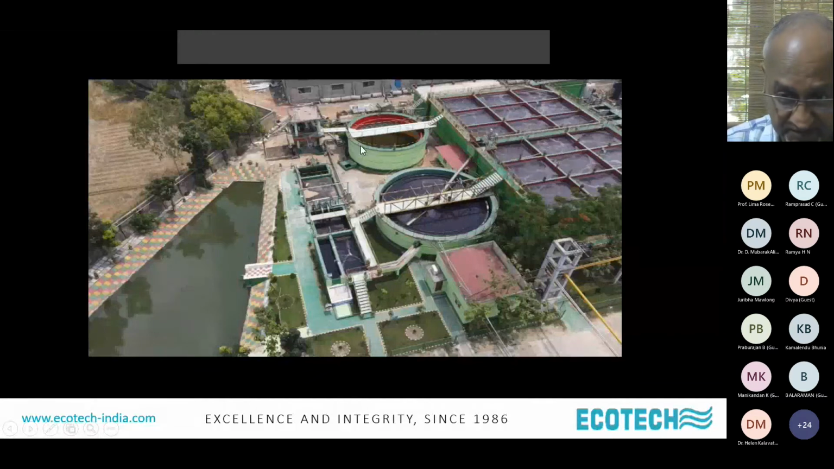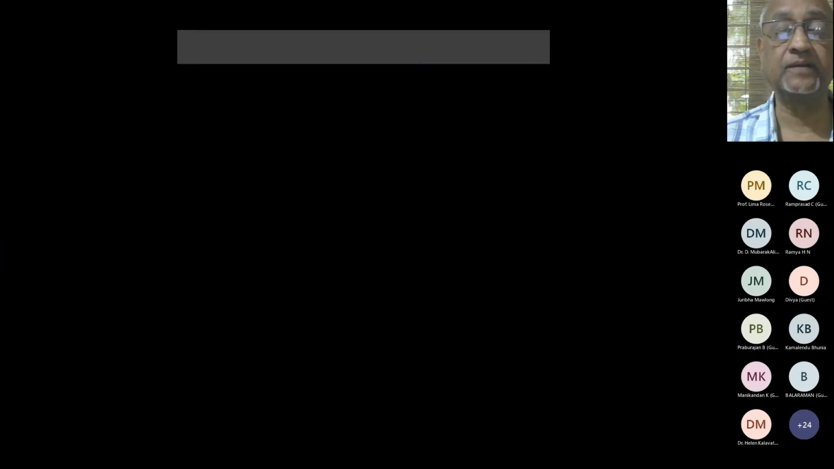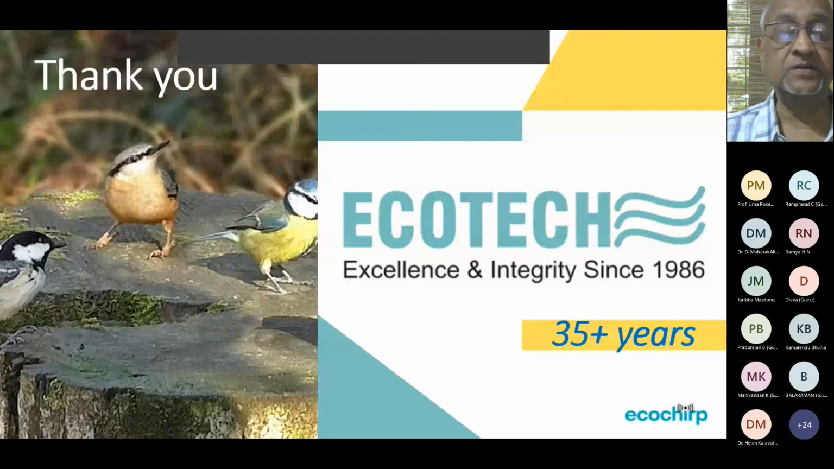And this treated water, you will see, I'm not sure what this is. This is the trickling filter. So that is about the textile industry wastewater treatment plant. Excellent quality we get.